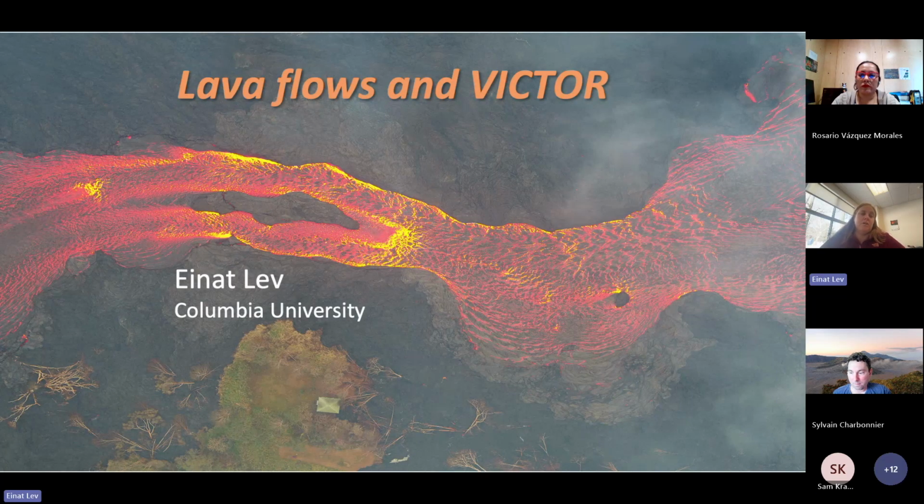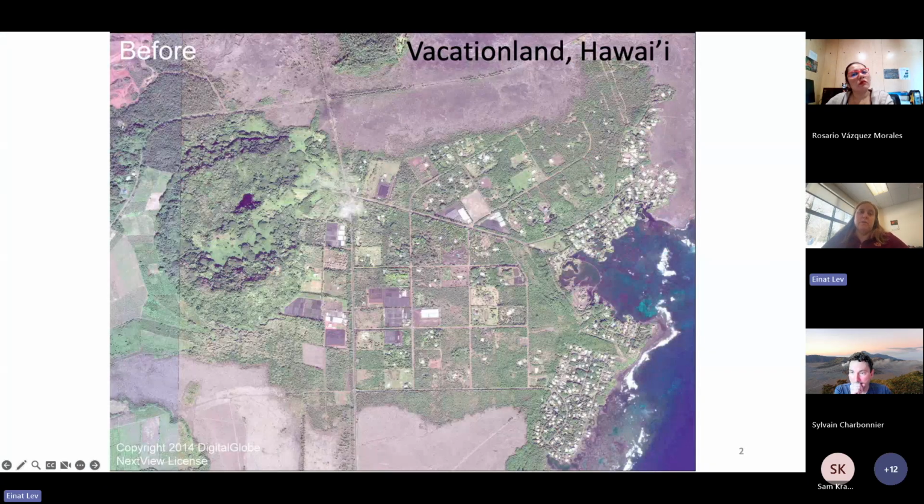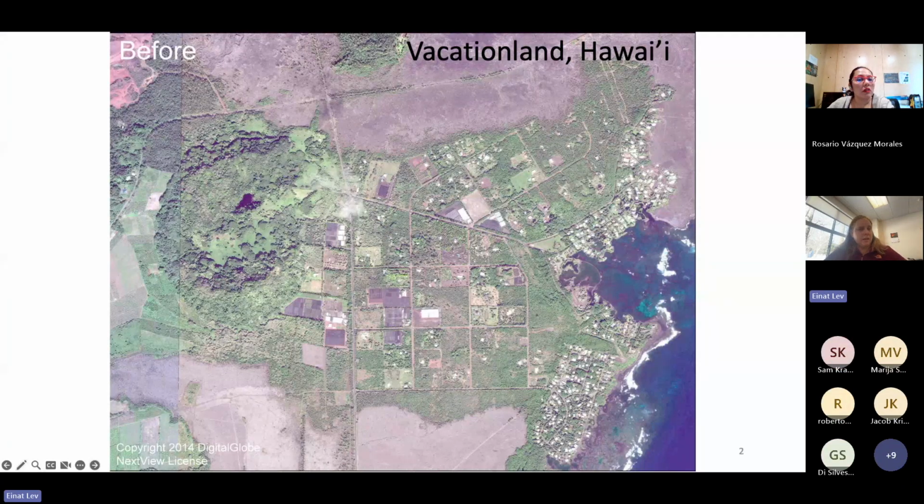Thanks for coming to today's session where we'll talk about lava flows and also how we can work on modeling lava flows on Victor. This is probably a crowd I don't need to explain to, but lava flows are really, really important. And while they don't usually directly kill people, they cause huge damage.